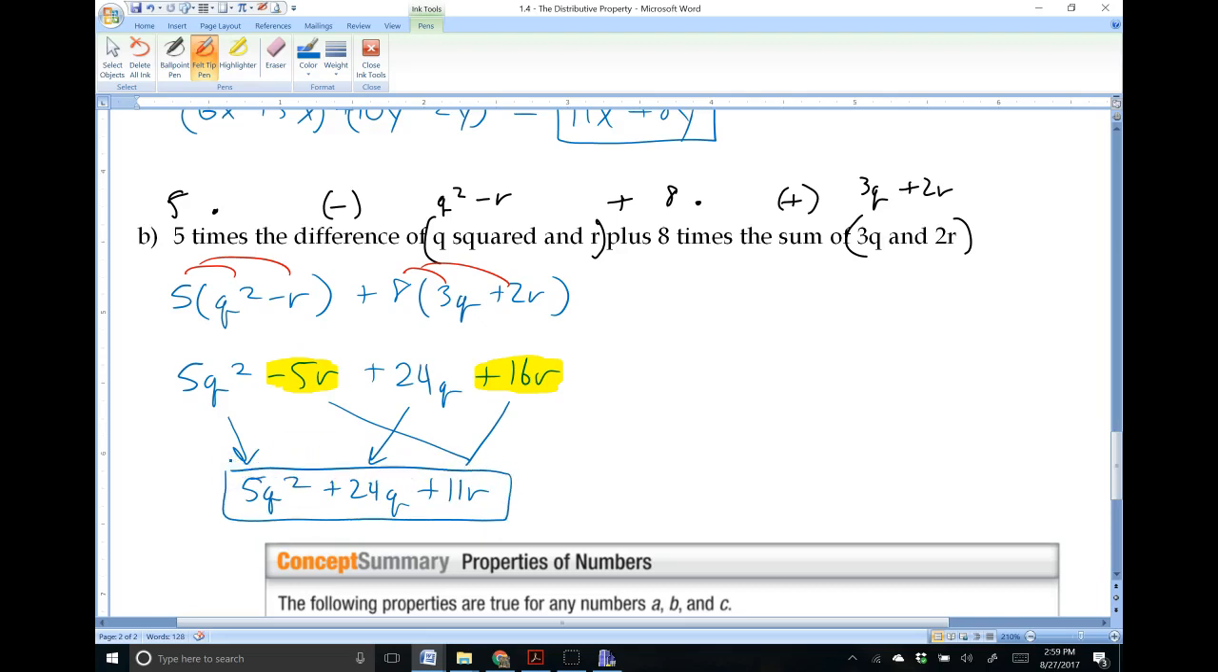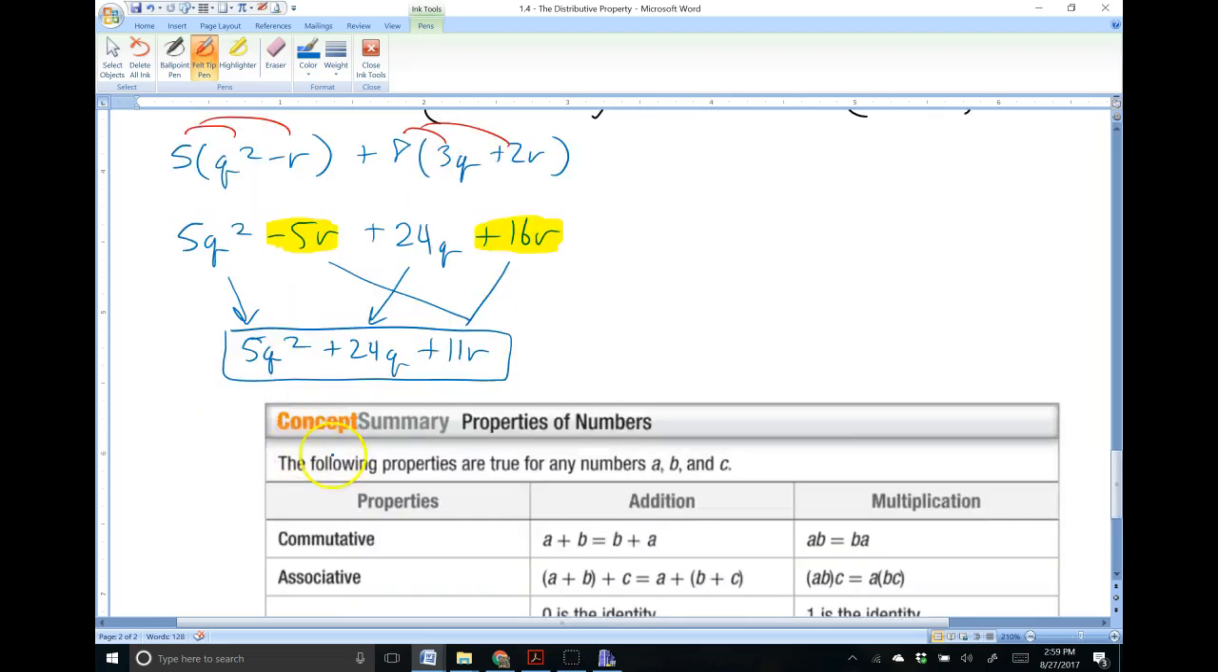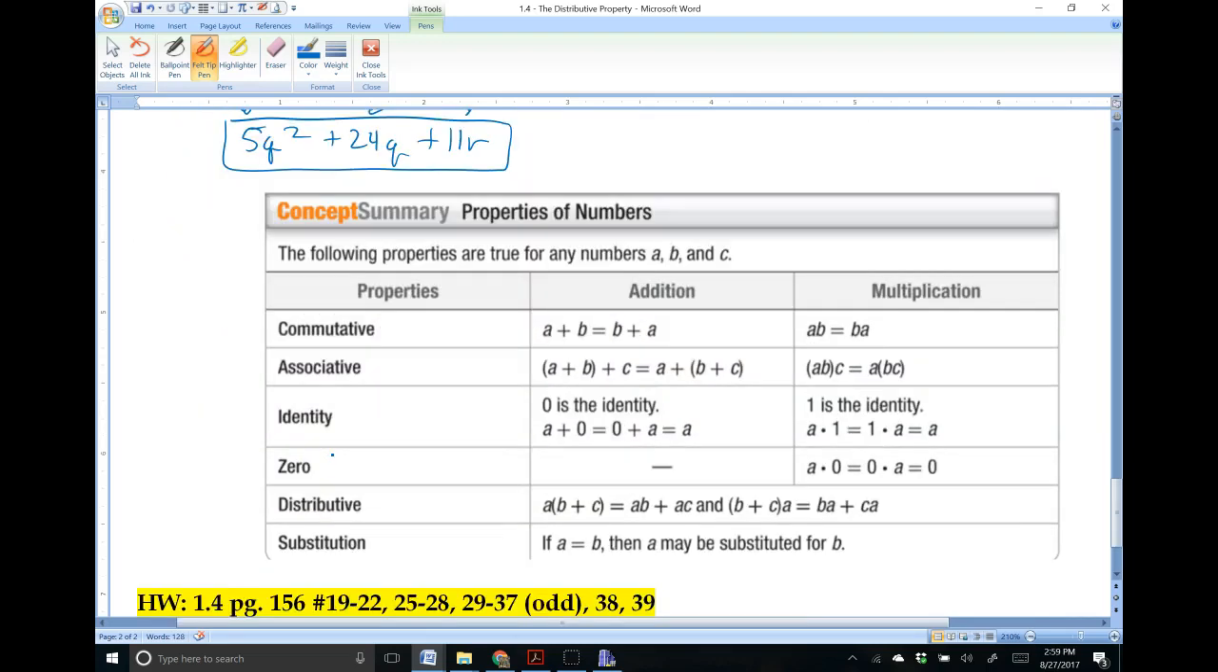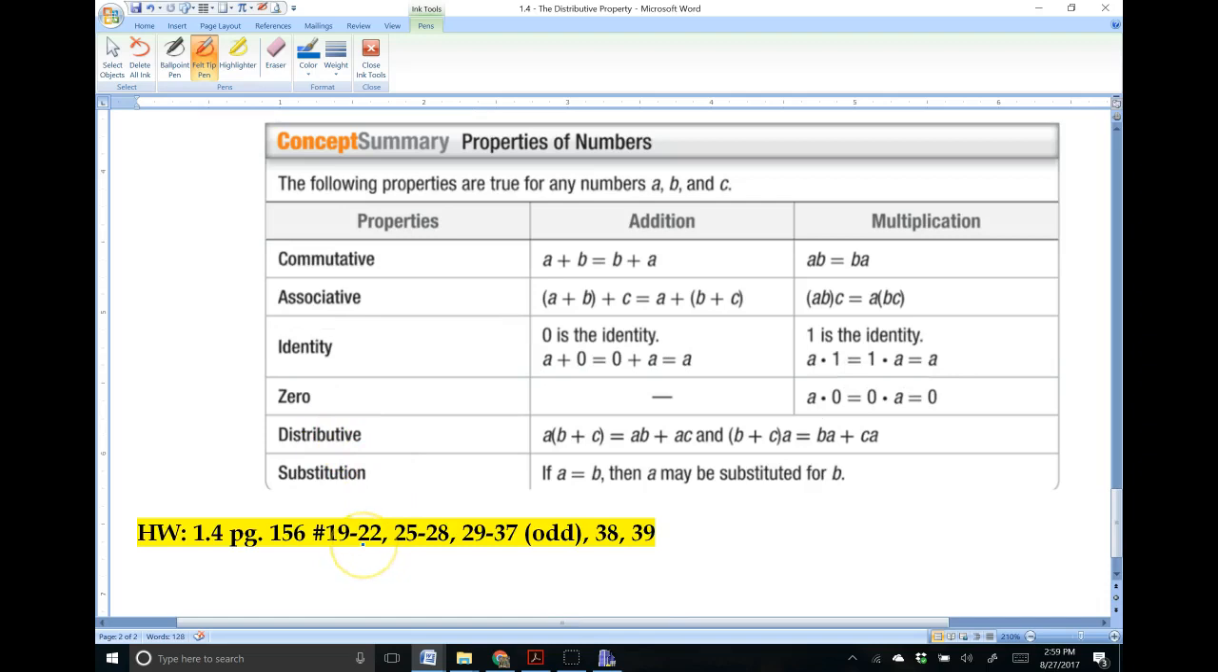Hopefully that was simple enough, but semi-challenging because we have a q squared in there. And you're going to have problems like this, so translate them. And you can go ahead and review these properties. All right, these are things that we've already gone over. The new one is the distributive property. So this is your homework down at the bottom here.